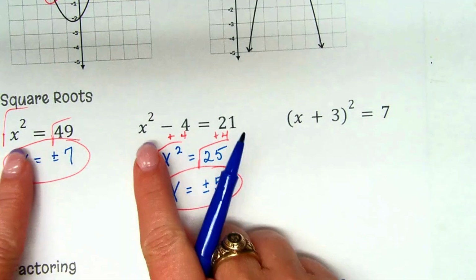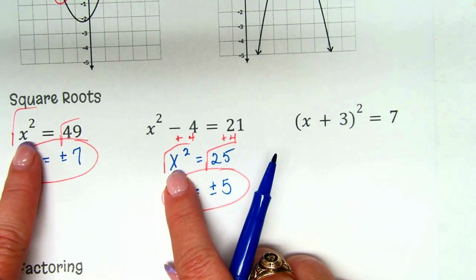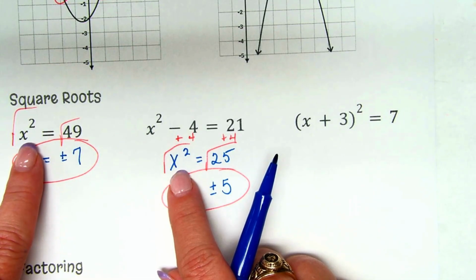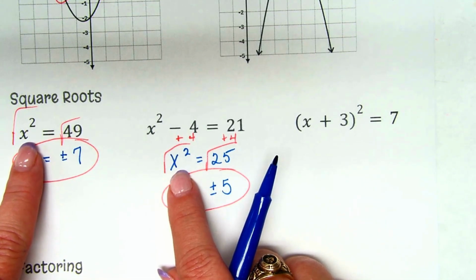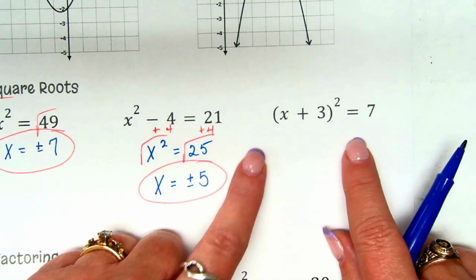Okay? And the reason I could square root right here was because why? The thing being squared was isolated, right? We've got to isolate our squared term. So look at this example then. How am I going to do this one?